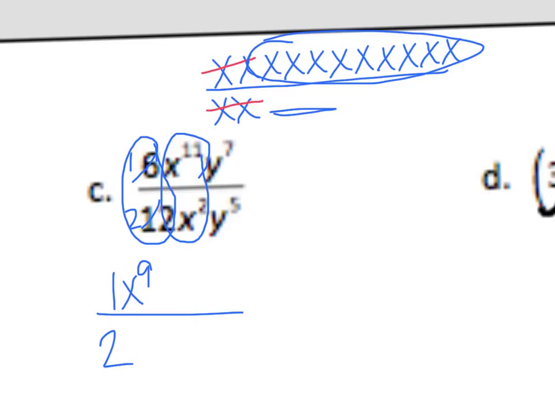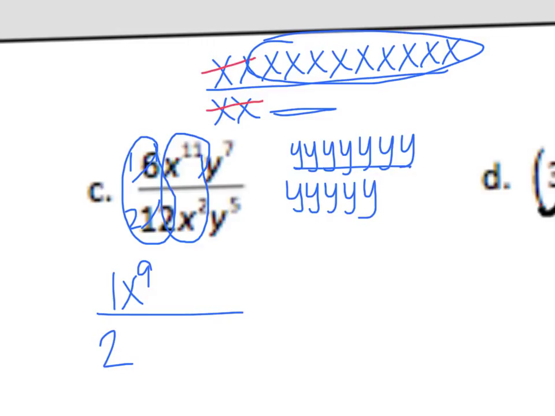And then same thing with the y's, I can do the same thing. So 1, 2, 3, 4, 5, 6, 7 on top and 1, 2, 3, 4, 5 on the bottom. One by one I got 1, 2, 3, 4, 5, and I've got 2 left, so that means I'm going to have a y to the 2nd on the top. So you can either write it out like that every single time, or you can just think about subtracting those exponents. Like I said, it might be helpful for you to write it out, especially in the beginning until you get the hang of it.